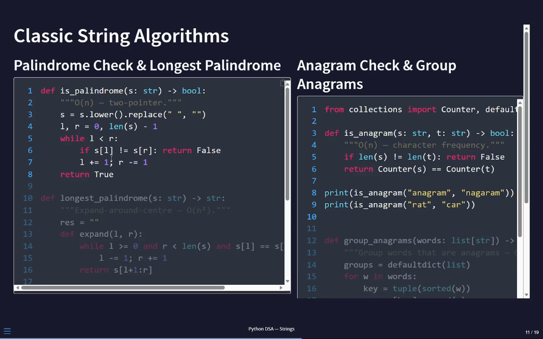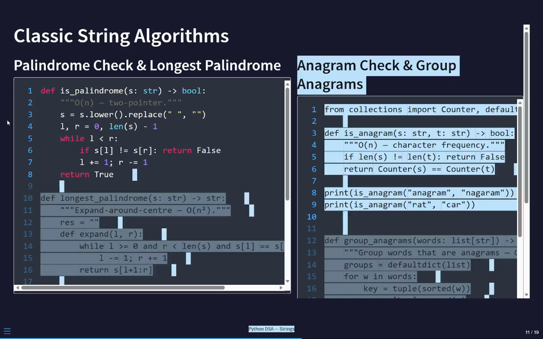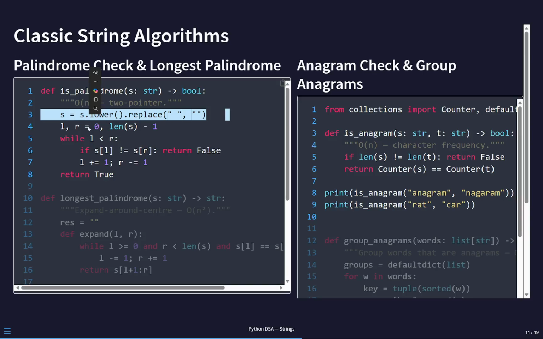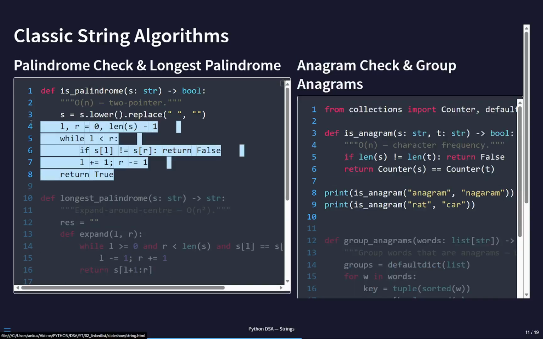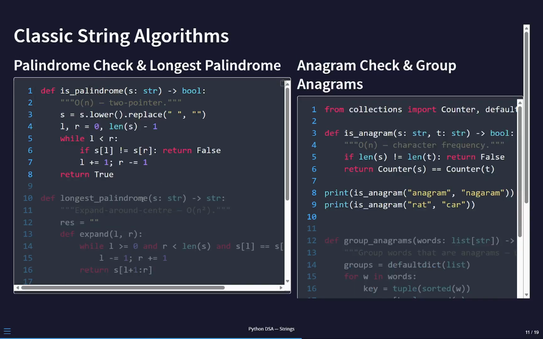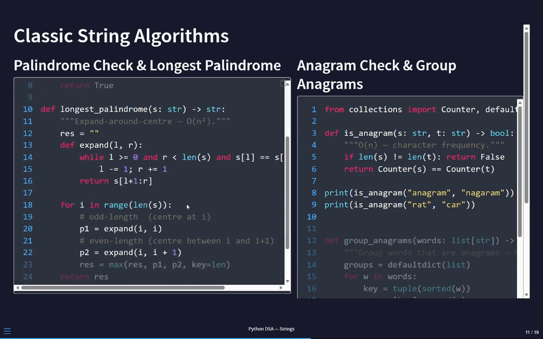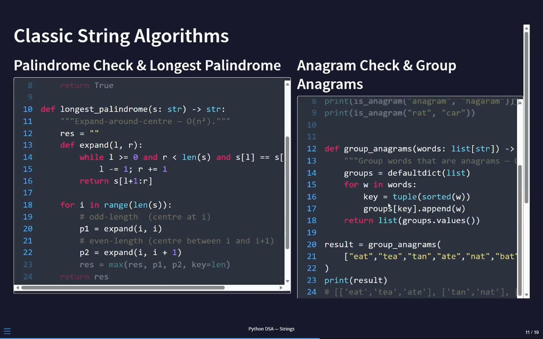Click palindrome check with two pointers. Normalize by lowercasing and removing spaces. Then use two pointers starting from each end. Advance them toward the center, and if any pair of characters doesn't match, return false. If the pointers cross, return true. O(n) time, O(1) space.